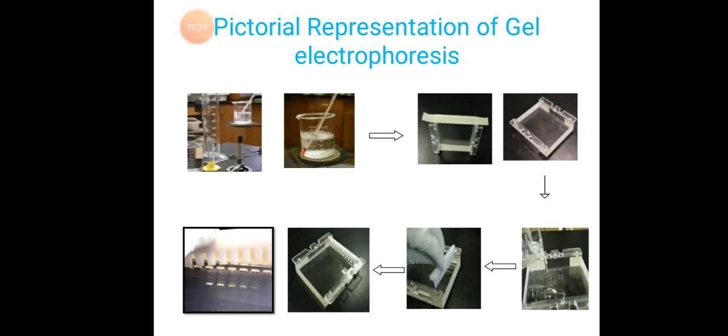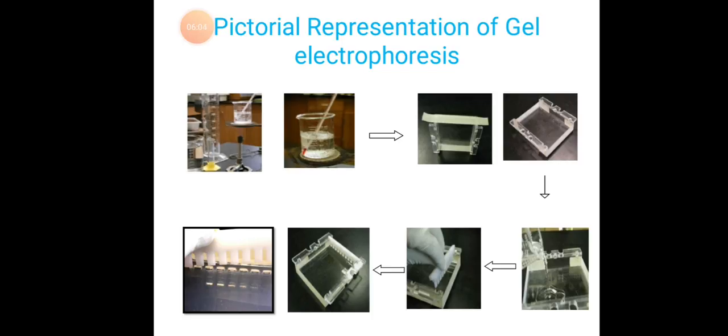Pictorial representation of gel electrophoresis. First, the gel is prepared by measuring the volume and by heating procedure. Before settling of the gel, we have to pour it into the tray. And when it is about to cool, we have to insert our comb to form the wells. When about to get solidified, we have to take out the comb so that the wells will be formed.